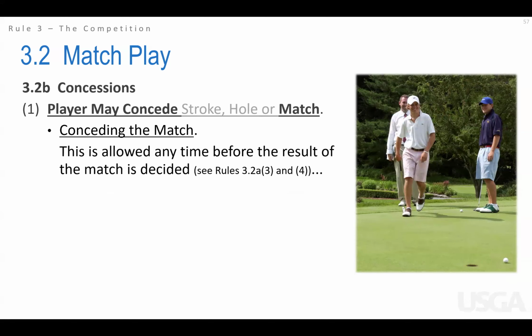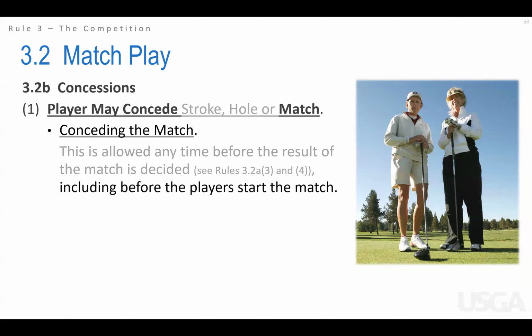If we're just conceding the entire match as a whole, maybe we're done. We know we're not going to win this match, or the stroke's not there today, or whatever the case might be. We're just conceding the match. We can do it anytime before the result of the match is decided. Even before the players start the match, I can walk up to my opponent on the first tee, and I just know I'm not going to win today. My stroke was horrible on the driving range. Maybe I only have 2 balls in my bag. I just know it's not going to be a good day. I can concede that match before we even get started. So we've got to do it anytime before the result of the match is decided.